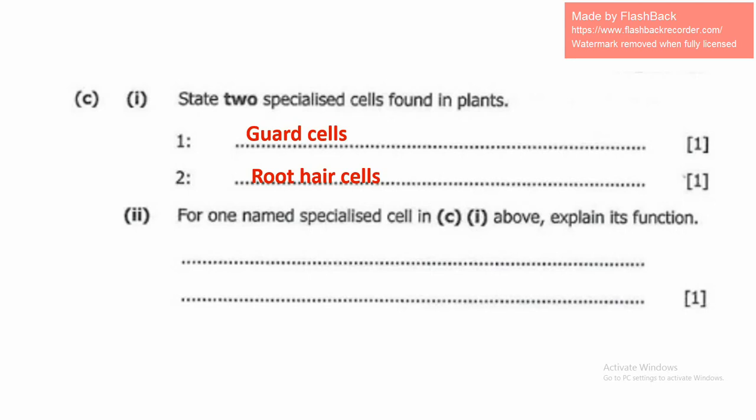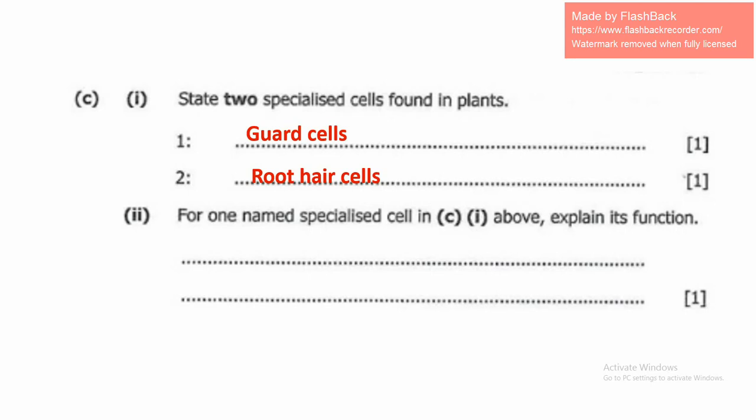Then question C numero 2 is saying, for one named specialized cell in C numero 1 above, explain its function. For one named, we've named two cells in the first question of C, guard cells and root hair cells. But they're saying for one named, any of them, you can just state the function of guard cells or of root hair cells, so long as that cell is one you stated in the first question of C.